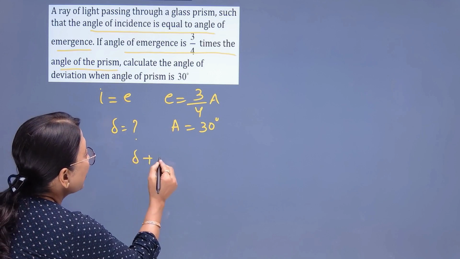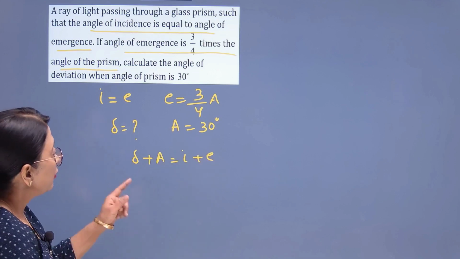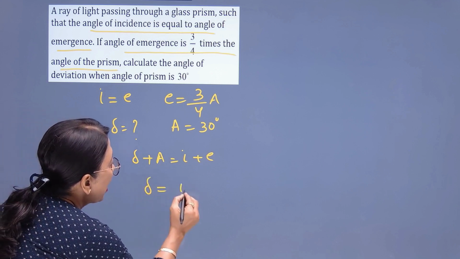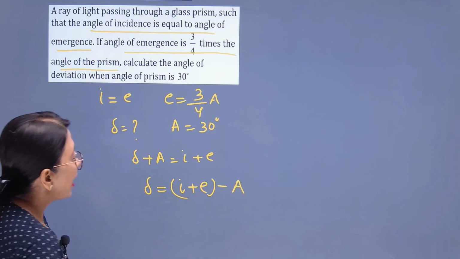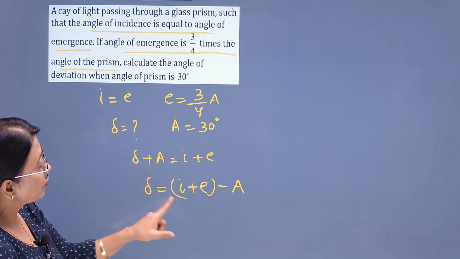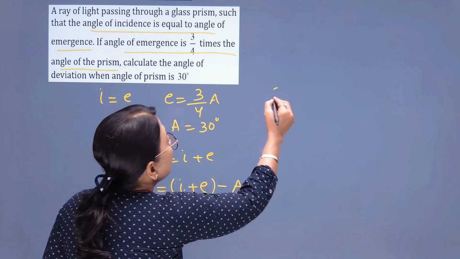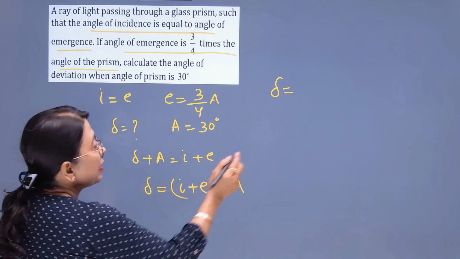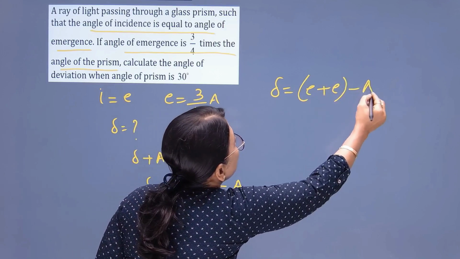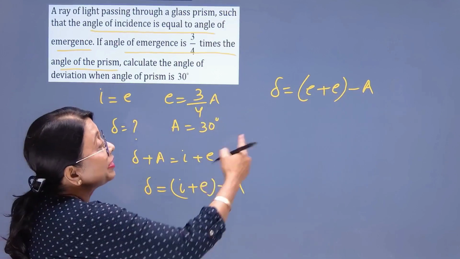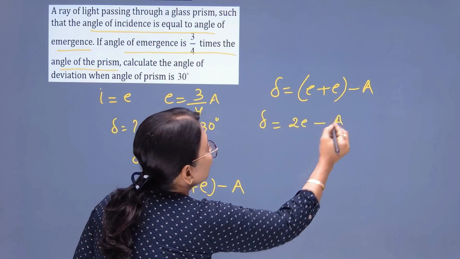Del plus A is equal to I plus E. So del will come out as I plus E minus A. And this E and I both are equal, so instead of I, here we will write E. So del will come out as E plus E minus A, right? So what is E plus E? That is 2E. So I can write it as 2E minus A, right?